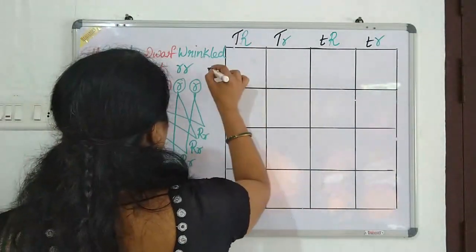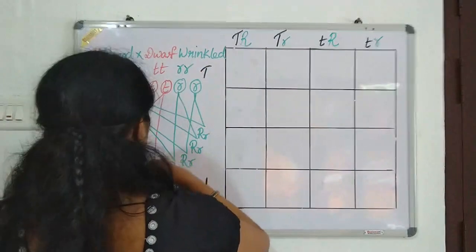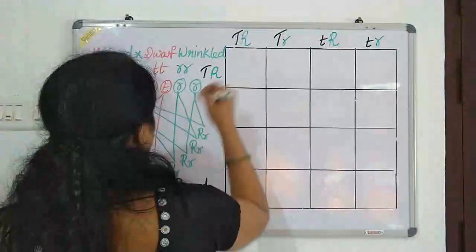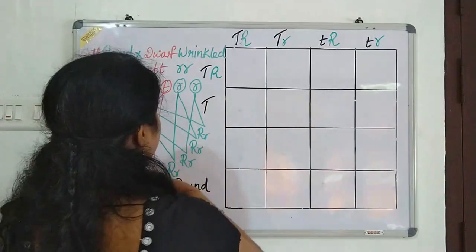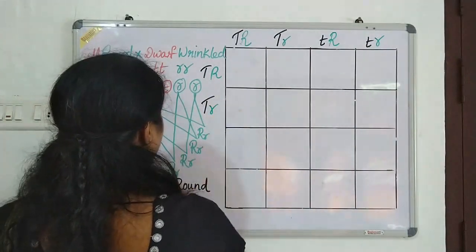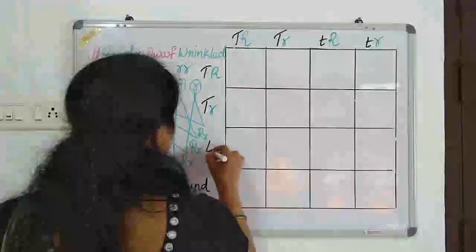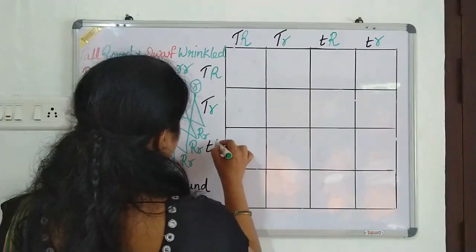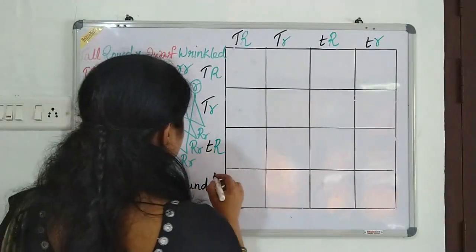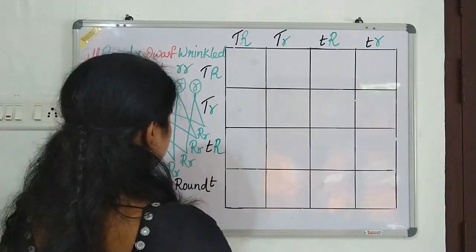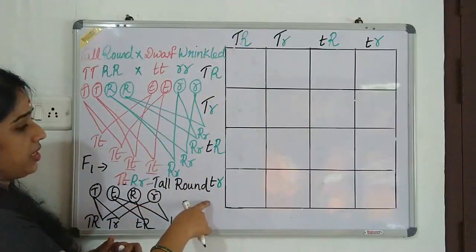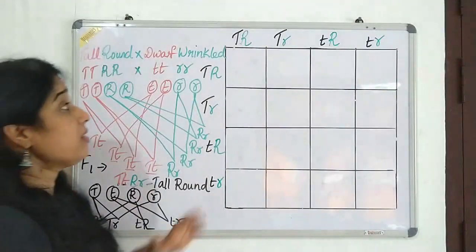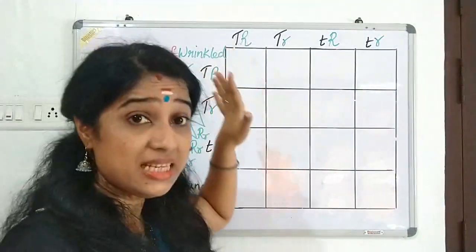This is the father and this can be considered as the mother. Same thing you can write here also. Next one, capital T, small r, small t, capital R, small t, small r. Clear? Same thing we have written here also. Then we can cross it very easily.